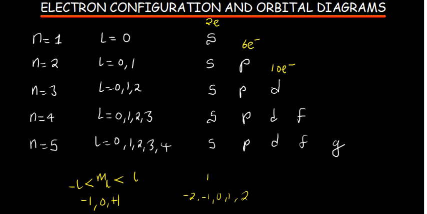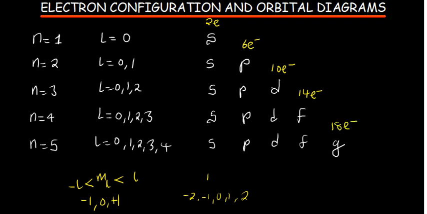When L is equal to 3, that is the f orbital. So we're going to have ML being from negative 3 to positive 3. That is going to give us 7 orbitals. And each orbital can have 2 electrons, meaning that in the f we're going to have 14 electrons. When L is equal to 4, that is the g orbital, meaning that we're going to have ML from negative 4 to positive 4, which gives us 9. And 9 times 2 electrons, that is going to be 18 electrons in the g orbital.